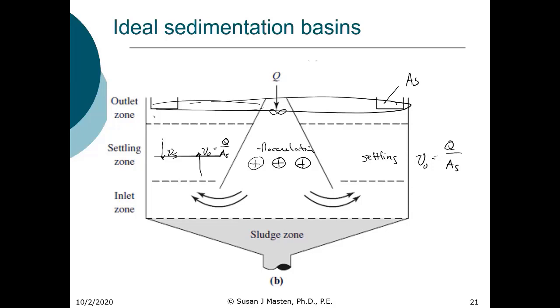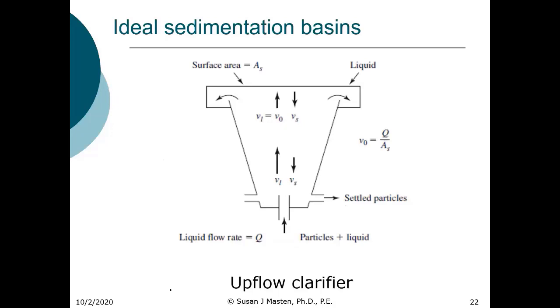With an upflow basin, if V sub S is greater than V naught, then you get 100% removal. If V sub S is less than V naught, you get 0% removal. With an upflow clarifier, it's either 0 or 100%.